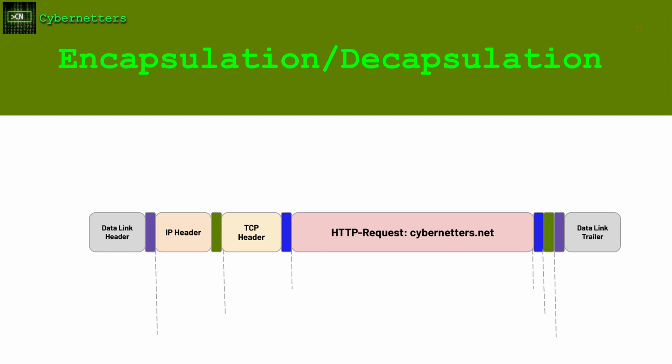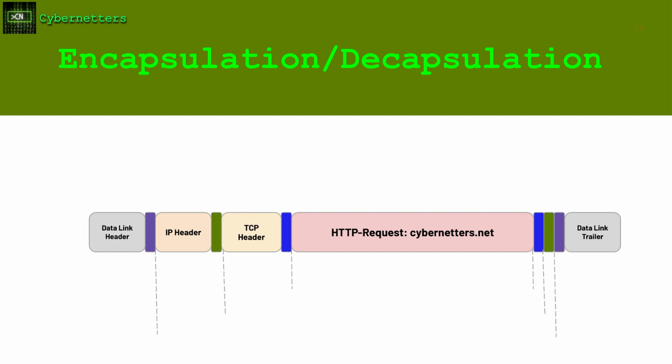And then you have the IP header, which is in beige. It's added by the network layer, and it contains logical addressing information. So here is the source and destination IP to route the packet to the correct destination. And then you have the TCP header, which is in green, which is added by the transport layer, and it ensures reliable communication between devices, which adds the port numbers, the sequence numbers, and other control data.